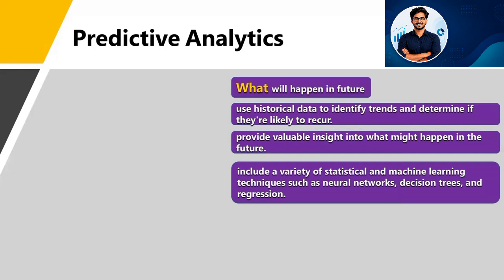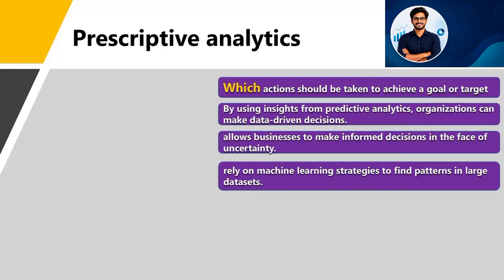And this involves statistical and machine learning techniques such as neural networks, decision trees, and regression. So some mathematical things come into this predictive analysis, where we need to understand some of the statistical techniques as a part of predictive analytics. First we identified what has happened, then why it has happened, and then we understood whether it is going to happen in the future or not.